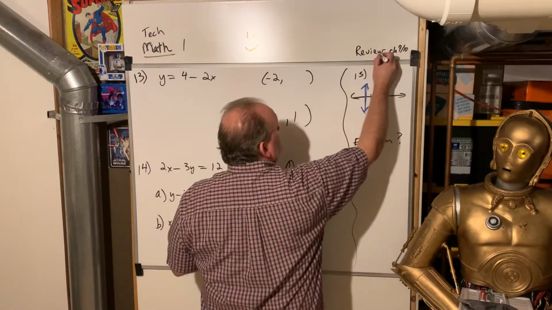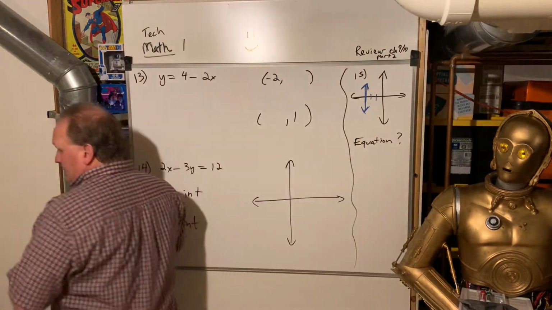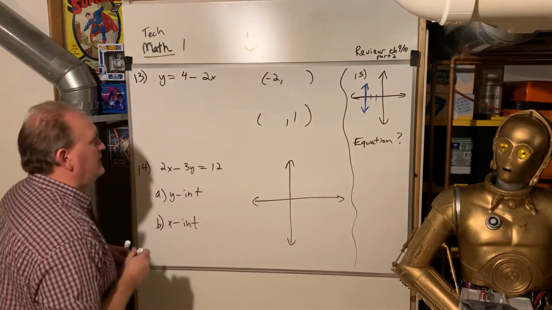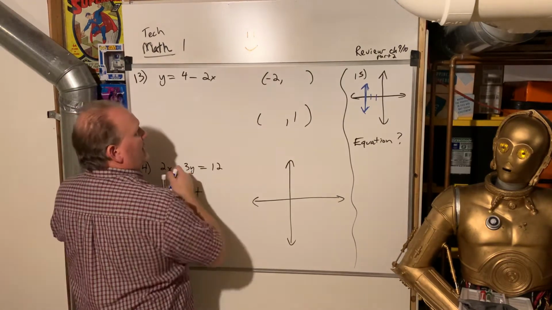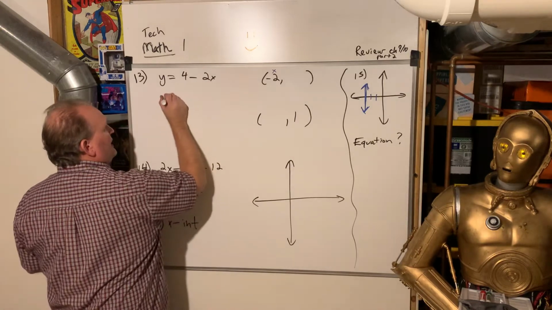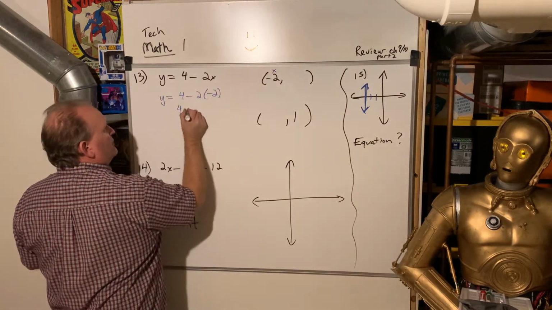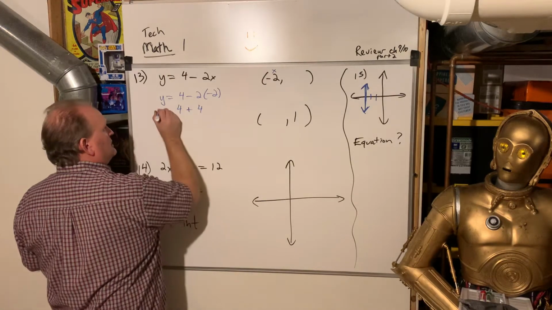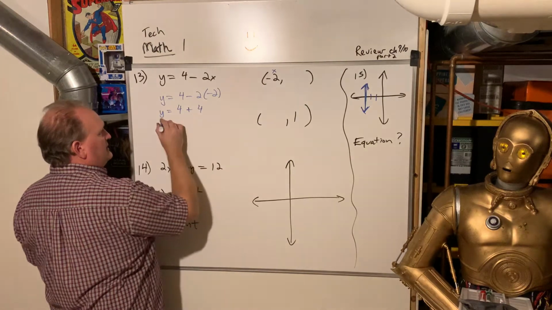So we're on number 13 in the packet, and they gave us an equation of a line, and they gave us the x value, and then they want us to find y. So you just put that in for x. And so we got 4 plus 4, because, right, a negative times a negative is a positive, and that's 8.